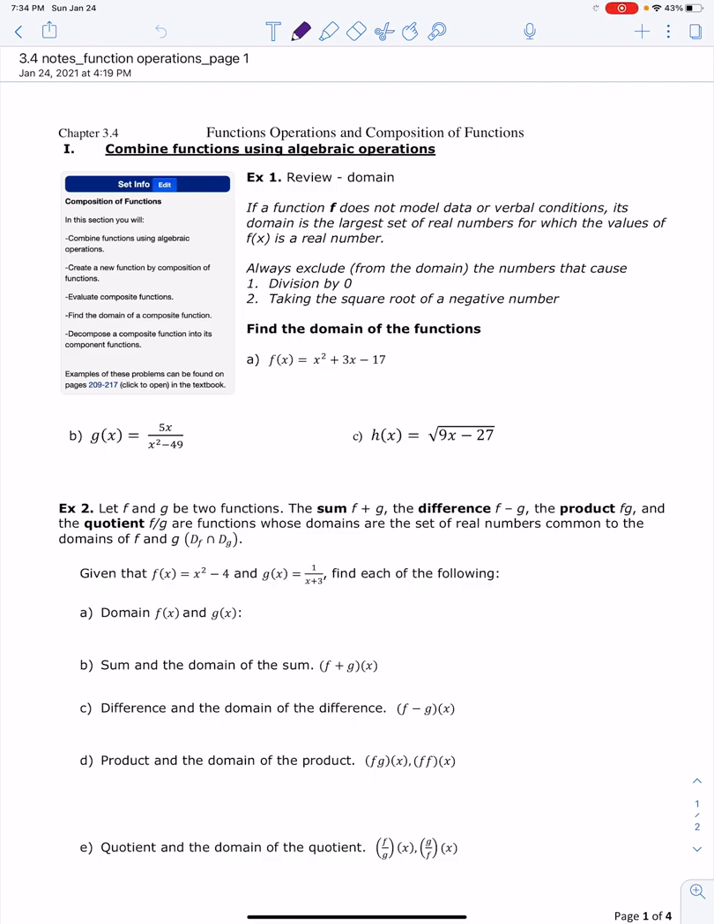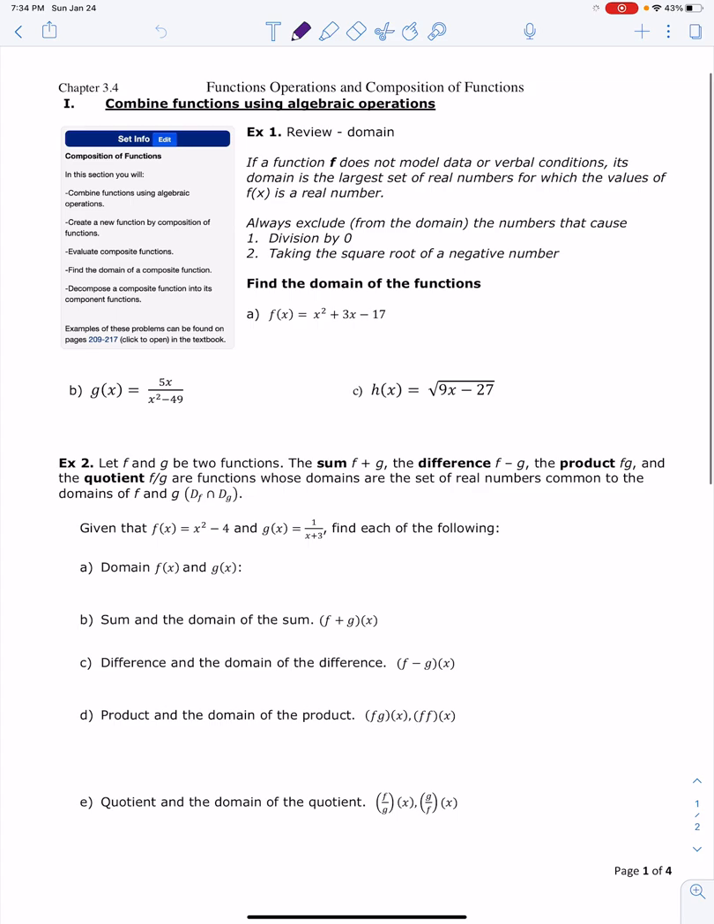These are the section 3.4 notes, function operations. This is page 1, so pretty much a review on the front page. We are going to combine functions using algebraic operations. We are going to focus, though, on what happens with the domain. So example 1, we've got a little review of the domain.